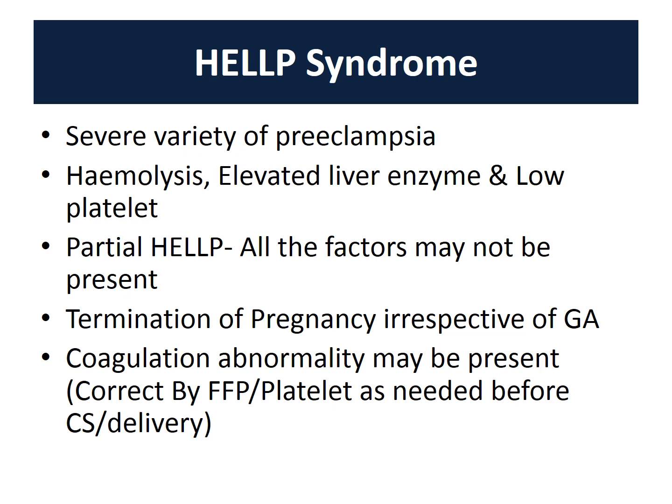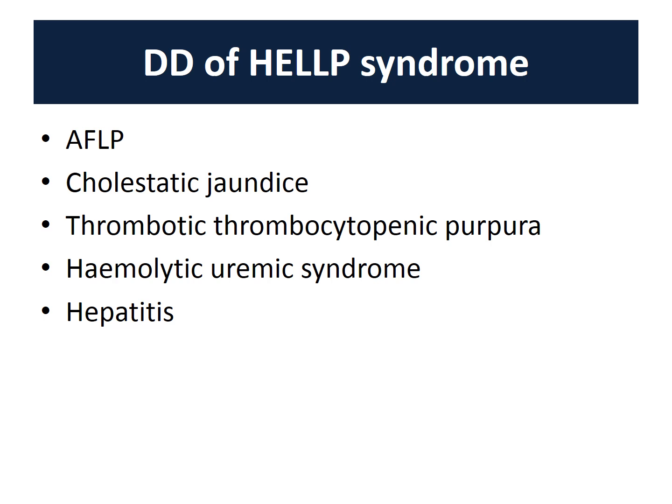Coagulation abnormality may be present, and you have to correct it by giving fresh frozen plasma and or platelets as needed before CS or delivery. Coming to the differential diagnosis of HELLP syndrome, acute fatty liver of pregnancy, cholestatic jaundice, thrombotic thrombocytopenic purpura, hemolytic uremic syndrome, hepatitis, etc. should be considered. The details of which will be dealt with in the topic jaundice in pregnancy.